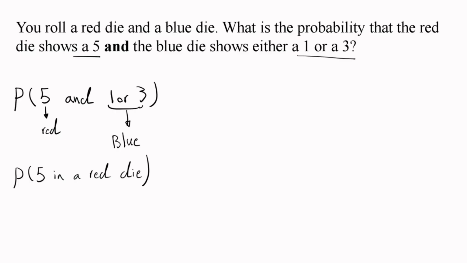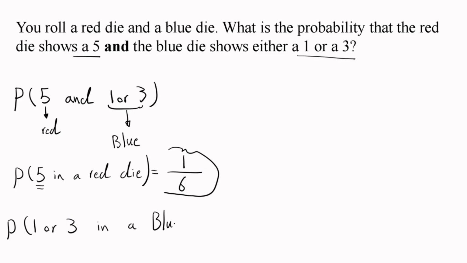How many favorable outcomes do we have? I have only one favorable outcome, which is 5. And how many possible outcomes do I have when I'm rolling a die? Of course, I'm gonna have 6 possible outcomes. So this is the probability of the first one. And the probability of 1 or 3 in a blue die: how many favorable outcomes do I have here? 1 or 3, so I have 2 favorable outcomes. And how many possible outcomes do I have when I roll a blue die? It's gonna be 6. So 2 over 6 is gonna be 1 over 3.